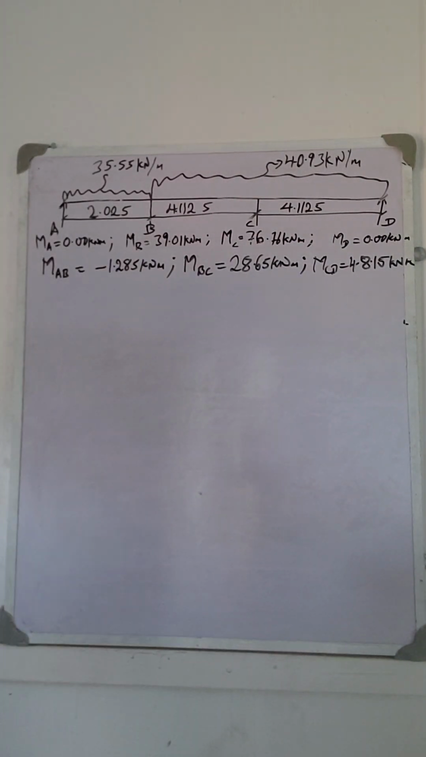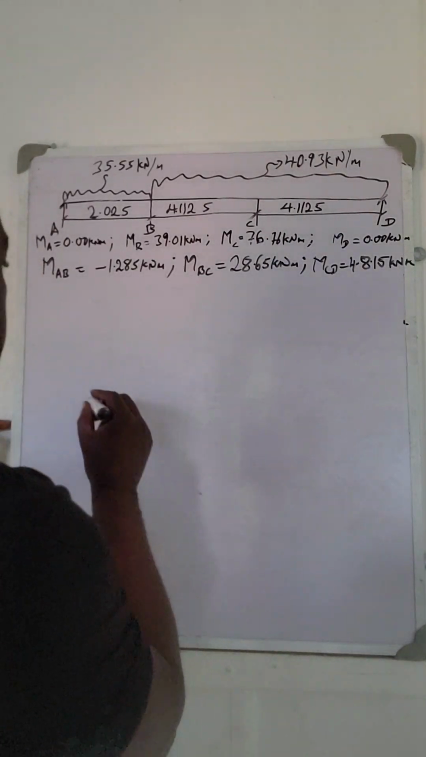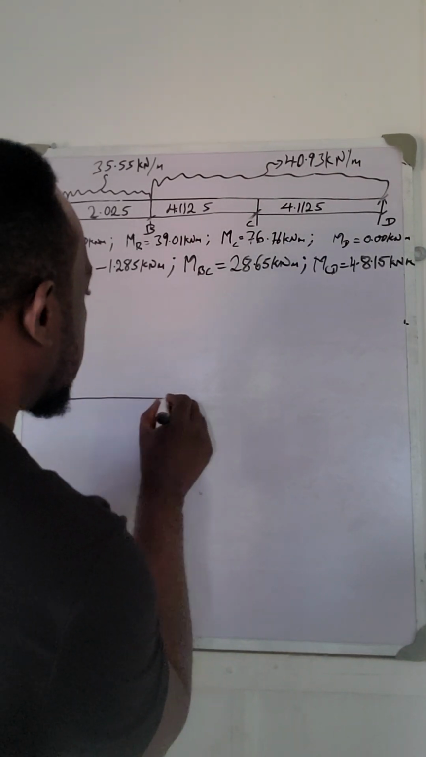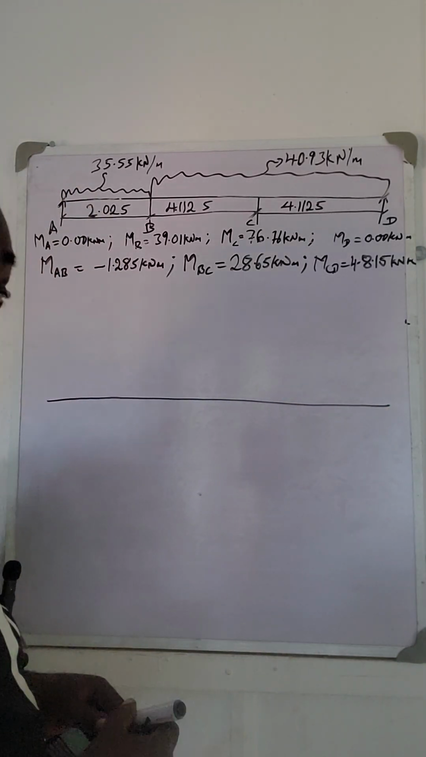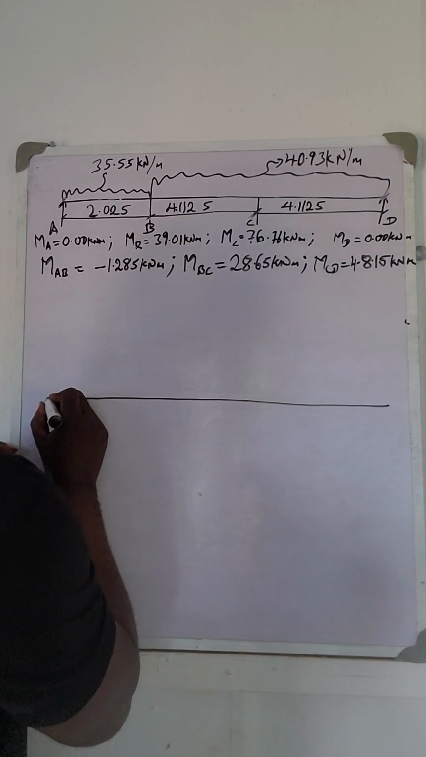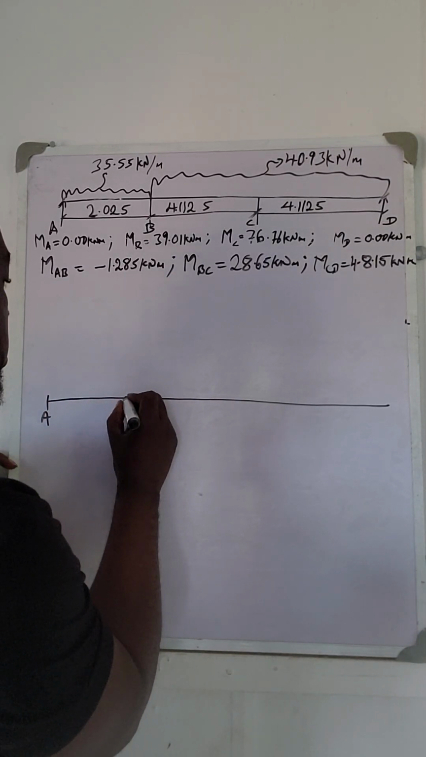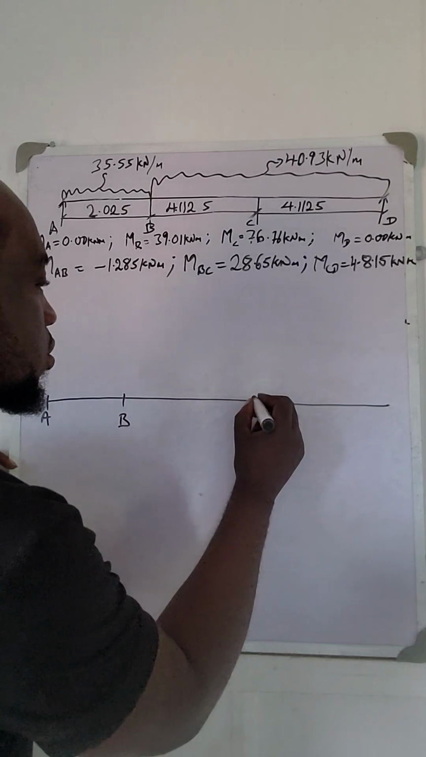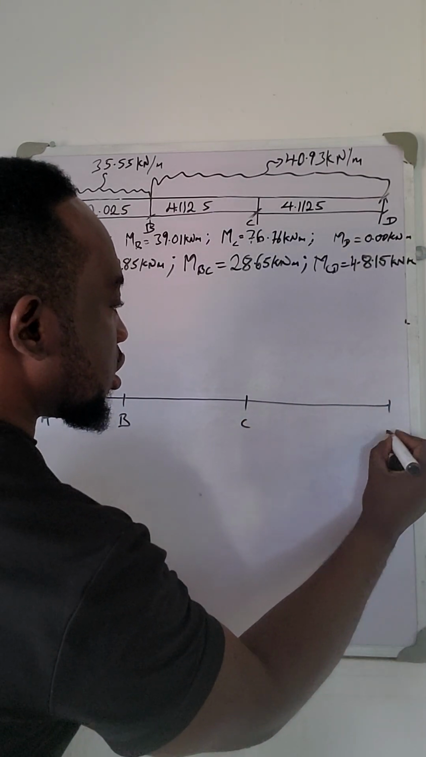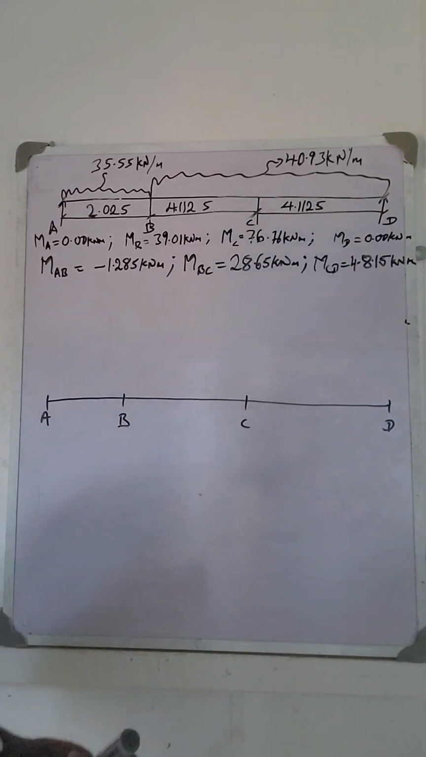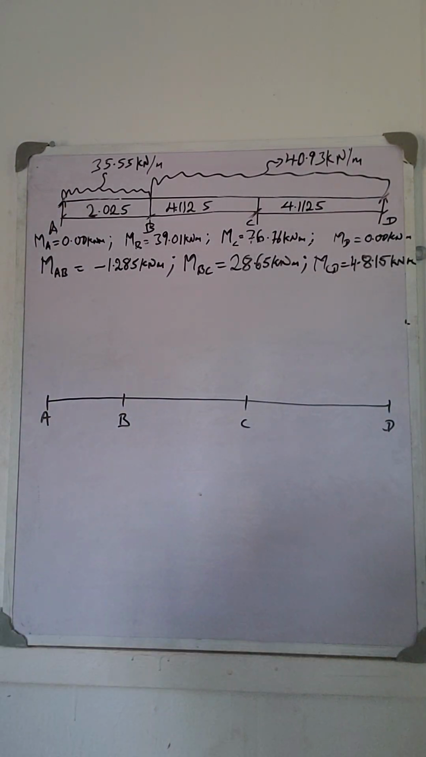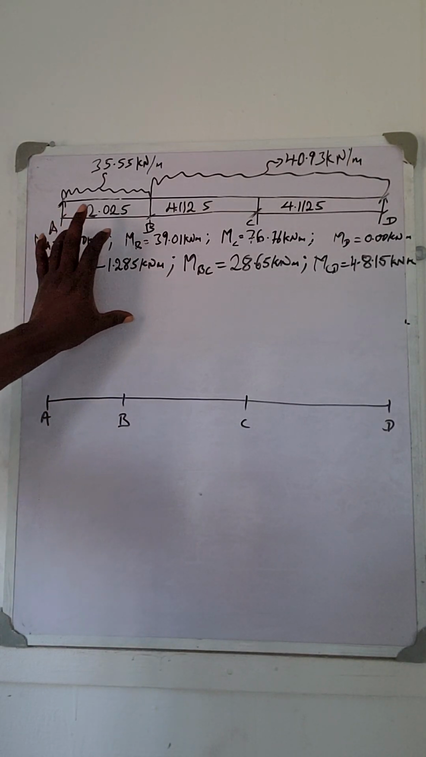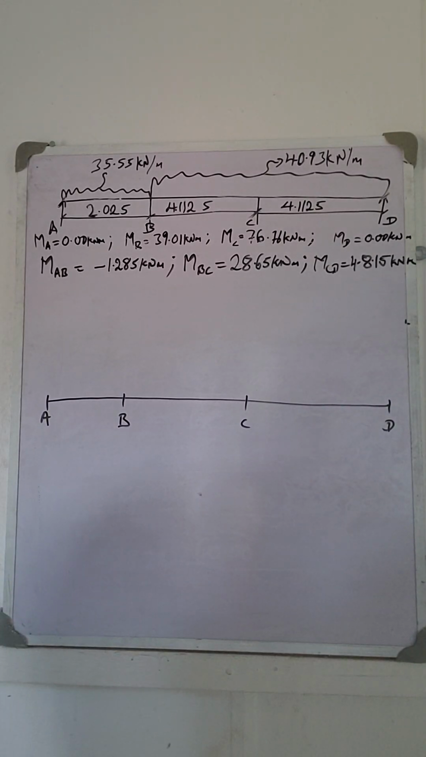to draw the bending moment diagram. Okay, let me draw this one. Now, bending moment diagram, use a graph. Please, you must use a graph to draw your bending moment diagram. Alright, so this is point A, this is point B, this is point C, and this is point D. Now recall that the span between B and C is equal to the span between C and D. So we draw the bending moment diagram from the results of our analysis.